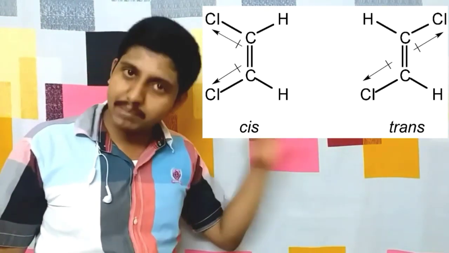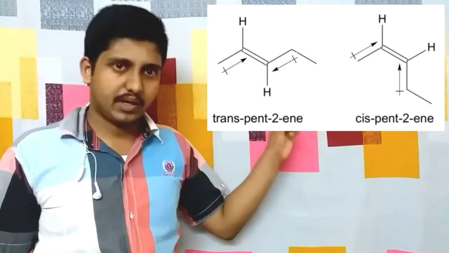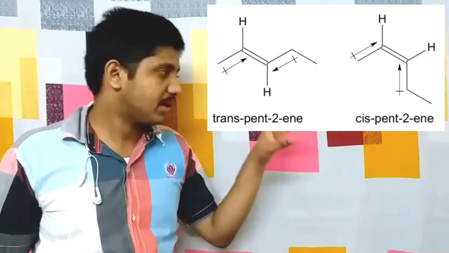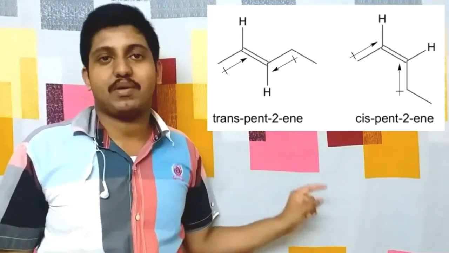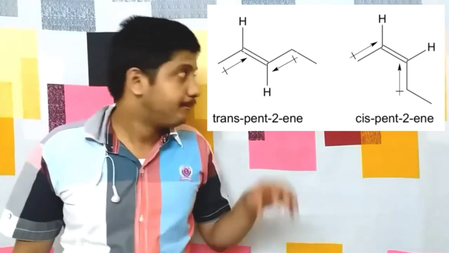Here they completely cancel out each other, but in some other compounds, as shown here, we have the dipole moments not exactly cancelling out, but still here also the trans isomer will have a lesser dipole moment than that of our cis isomer. That is in the case of pent-2-ene.